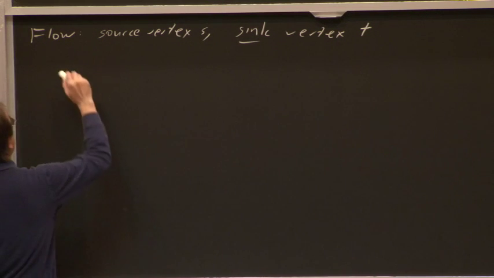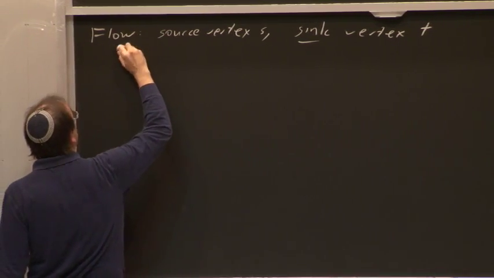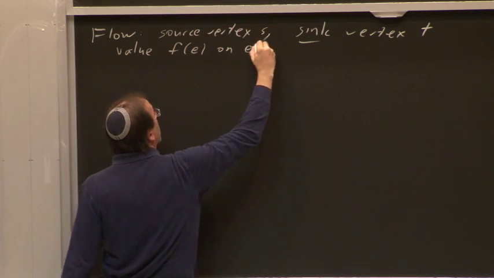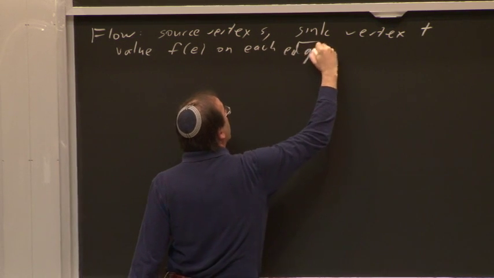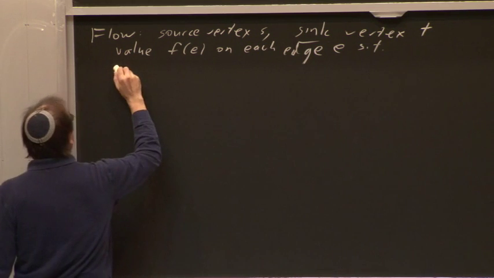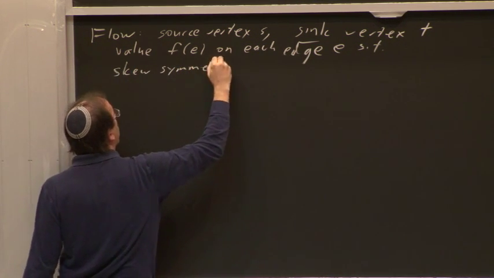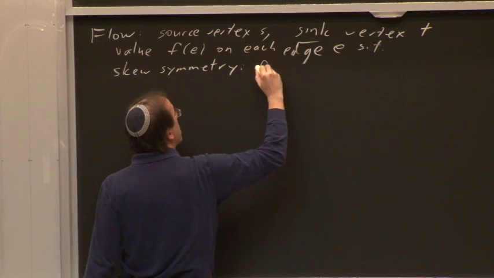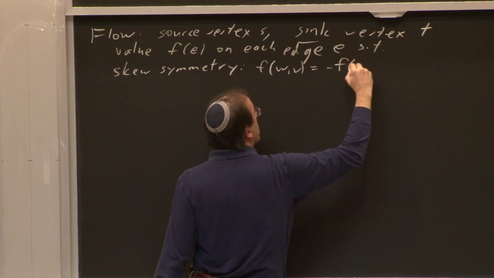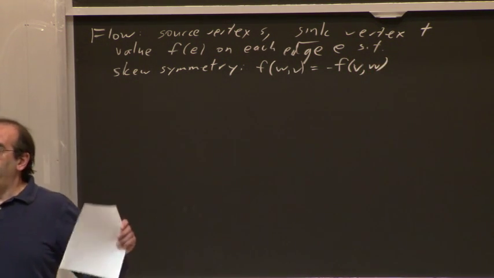And our goal is to assign a flow which puts a value f(e) on each edge e, satisfying some important conditions. So the first one is what's called skew symmetry, which just means that what we call the flow from W to V is equal to minus the flow from V to W. So it's the net.